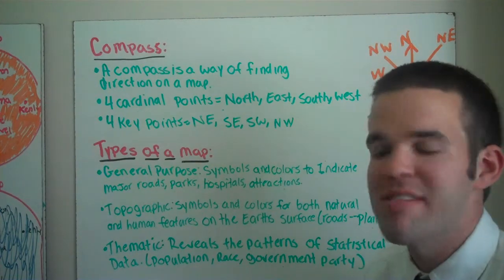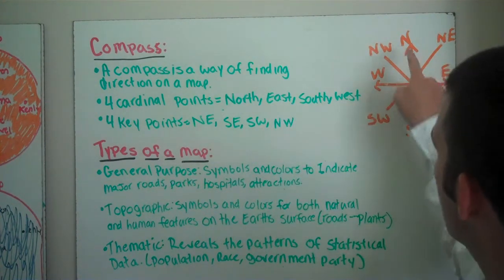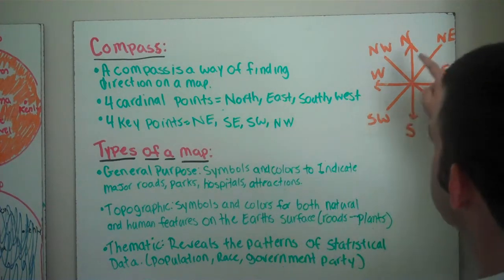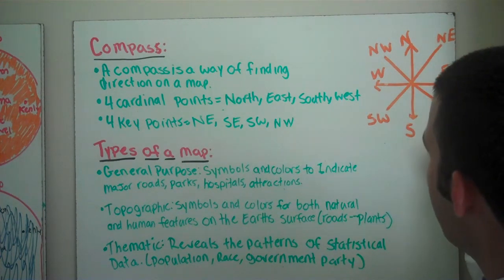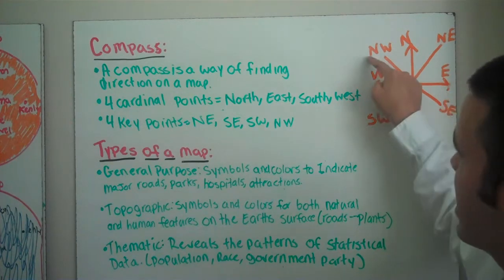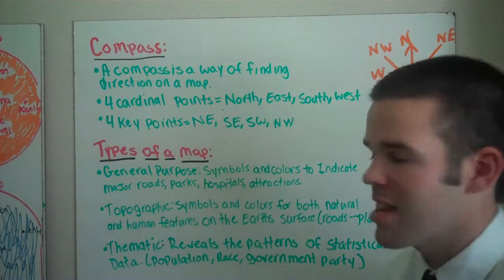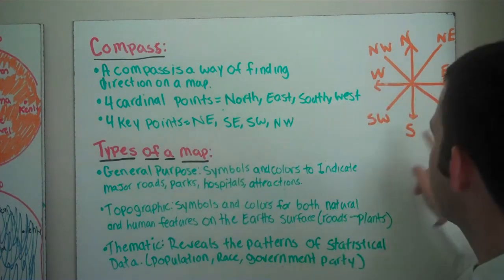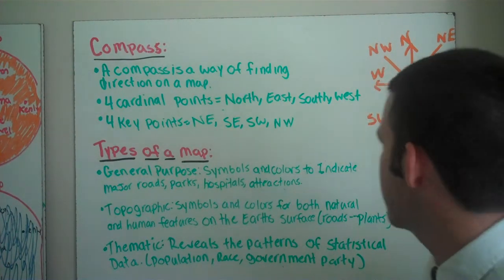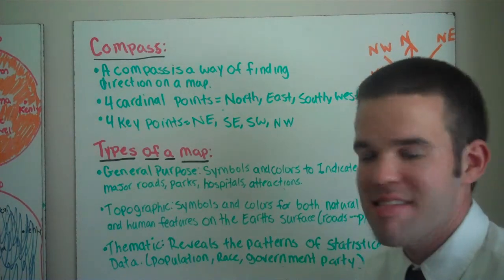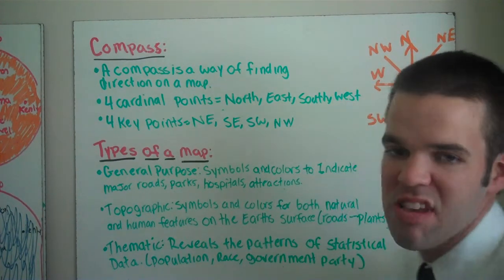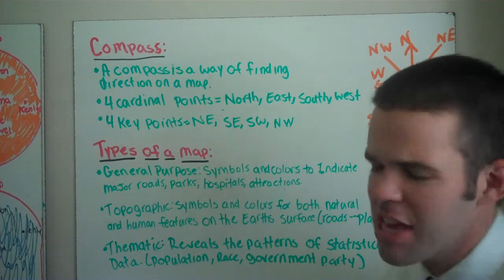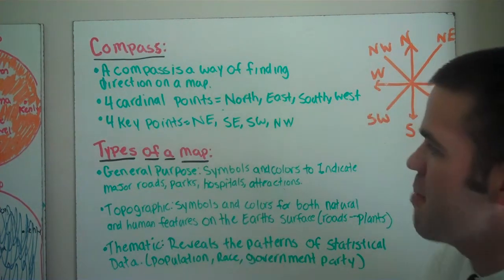So there are 8 points that you're going to have to remember. North, east, south, and west. Never eat soggy waffles or never eat sour worms. And NE, SE, SW, and NW. You just simply have to look at the letters. NE always goes between the N and the E. SE always goes between the S and the E. SW always goes between the S and the W. And the NW always goes between the N and the W. That will help you remember. The final thing that we're going to wrap up with today is the types of maps.